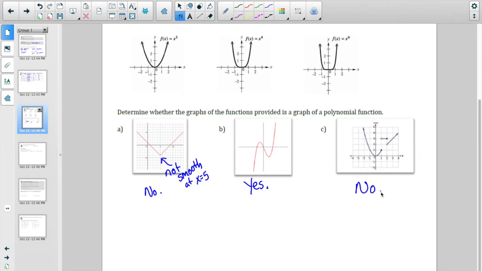This one would be no. We have some points of discontinuity. It's not connected at x equals 1, so it is not continuous. It's not continuous at x equals 1 and at x equals 2. But notice it is continuous everywhere else. But when x equals 1, there's a jump right here. We actually call that a jump discontinuity. And at x equals 2, we have another jump discontinuity.